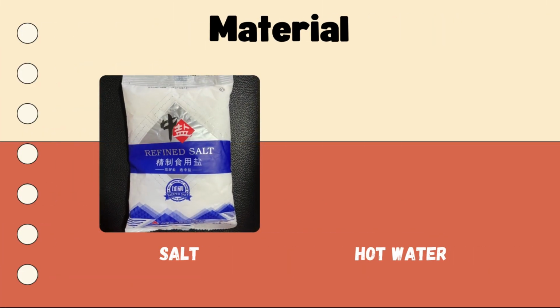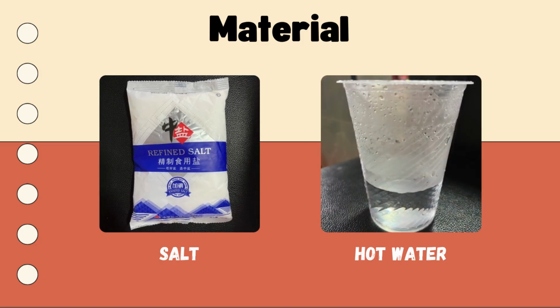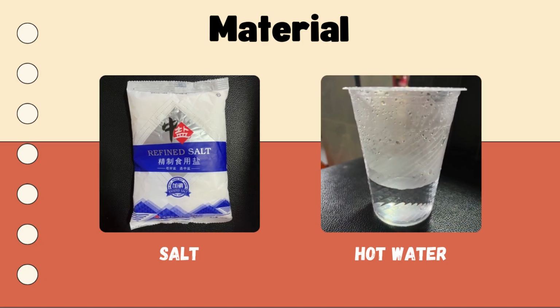For this experiment, we are going to use simple, everyday materials that we can easily find at home. Each material plays a key role in helping us create and observe the face-centered cubic lattice structure of sodium chloride. First, we need non-iodized salt. It is important to use non-iodized salt because iodized salt contains additives that might interfere with the crystallization process. This ensures that our crystals will form properly and with their natural cubic structure.